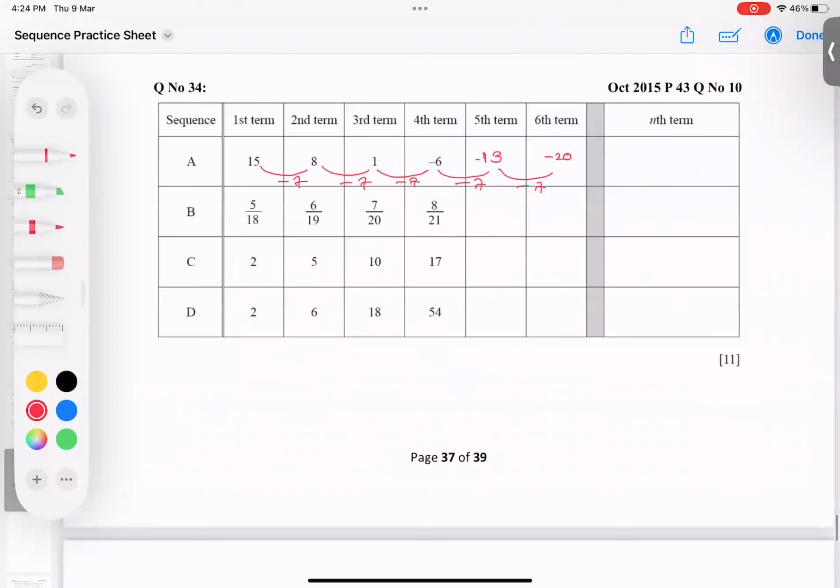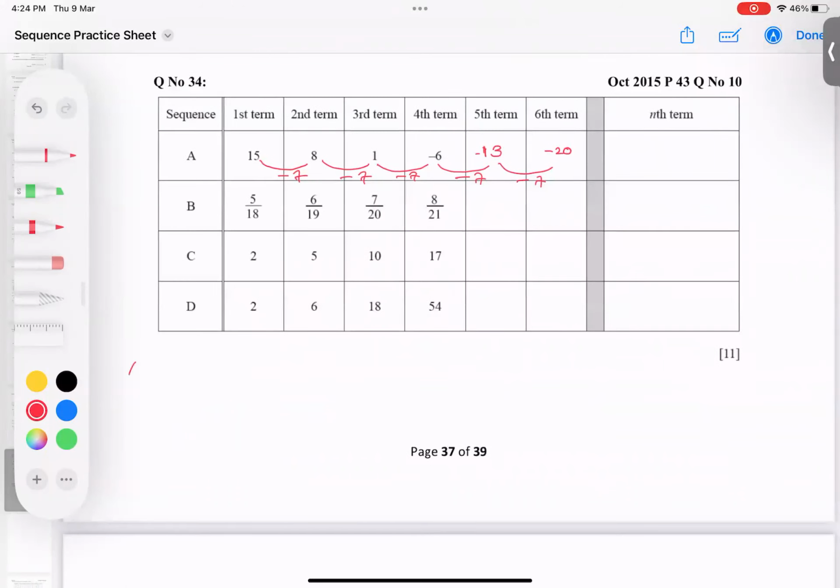But how to get the nth term? So I'm doing it now here, sequence A. And what is the rule? First term is 15, and the common difference is second term minus 15, so I got -7. And the formula, all of it familiar: Tn is equal to a plus (n minus 1) times d. I will plug in 15 here and the d value is -7. Now solve it.